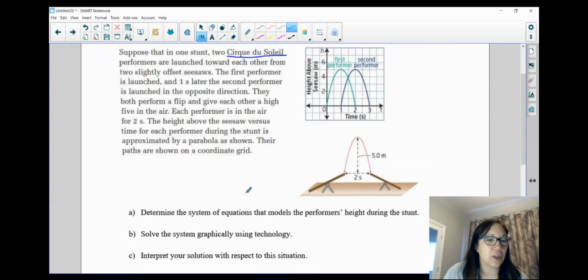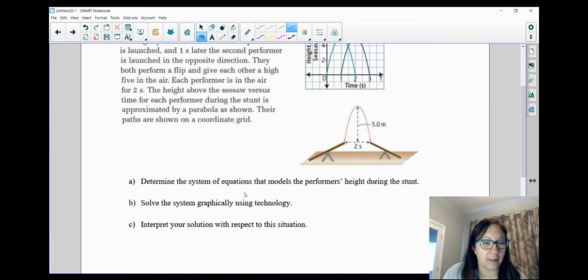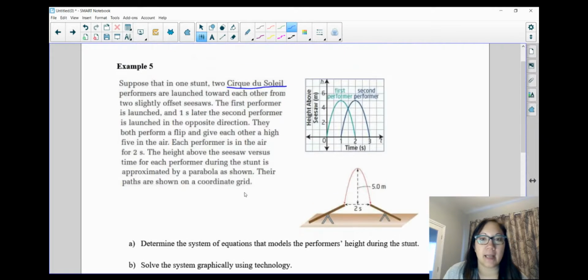So A, determine the system of equations that models the performer's heights during the stunt. B, solve the system graphically using technology. And C, interpret your solution to this equation. Okay, so I'm going to do part A kind of up here by this graph because I think it's going to be a little bit hopefully easier to see.